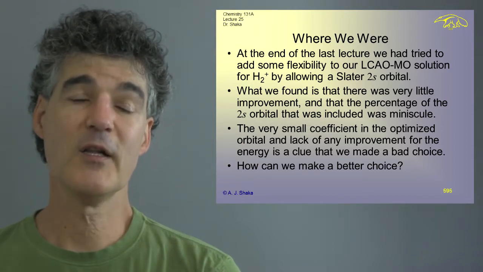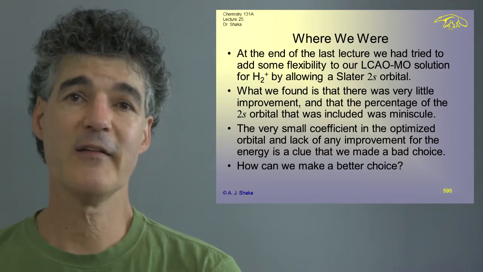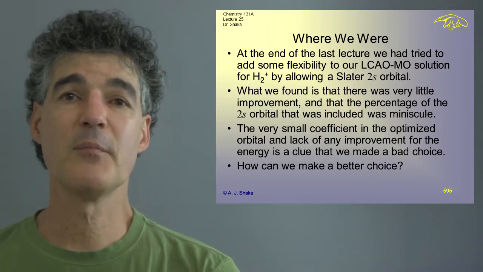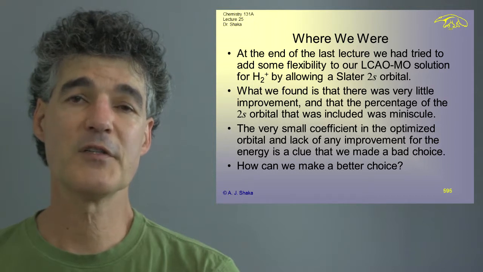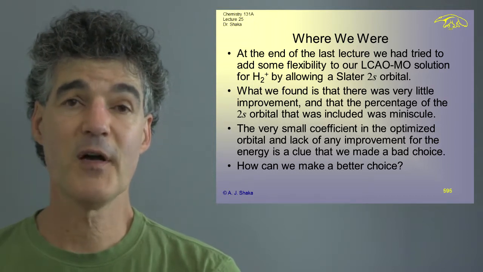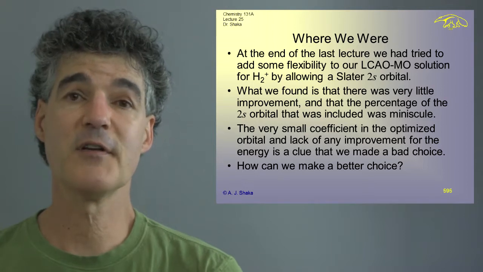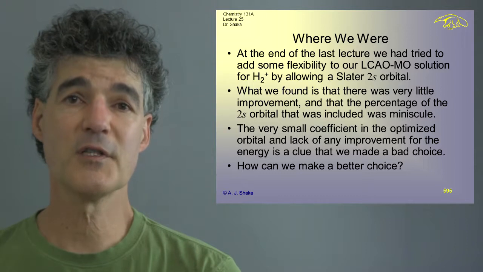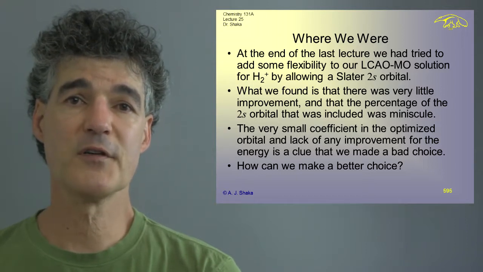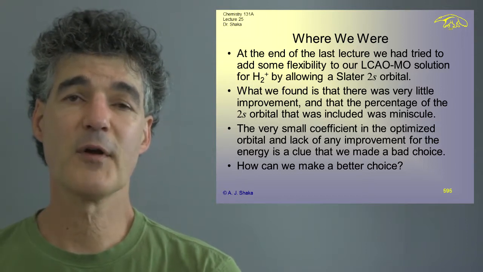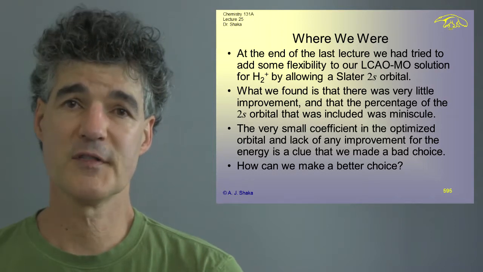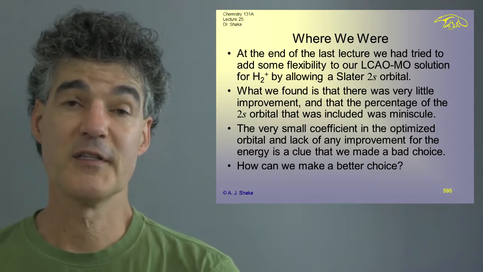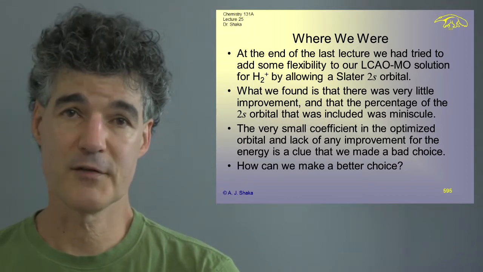Whenever you include orbitals and then you get very tiny coefficients, what that means is that you made a poor choice. If you were making them by intuition, you made a poor choice. And it's possible to make a bunch of poor choices, even using a computer, and spend a lot of computer time and then come to the conclusion that none of those atomic orbitals or Slater orbitals contribute significantly to the final result. And so the question is, knowing that, how can we make a better choice?